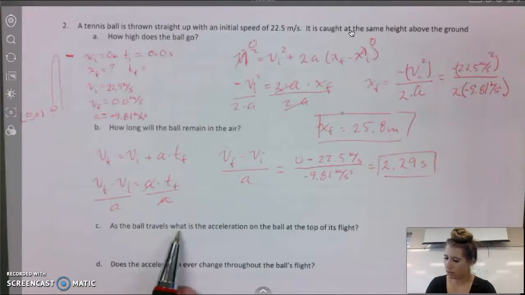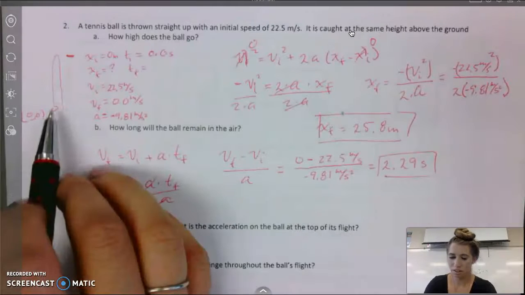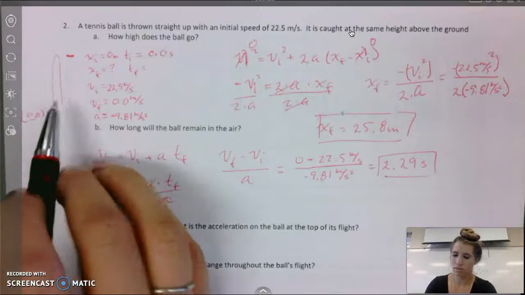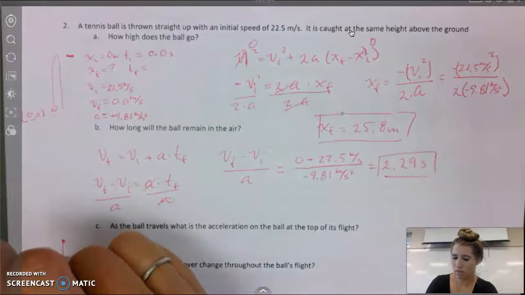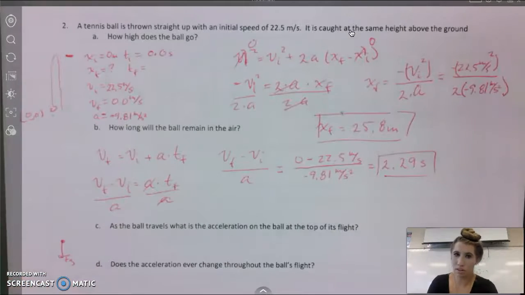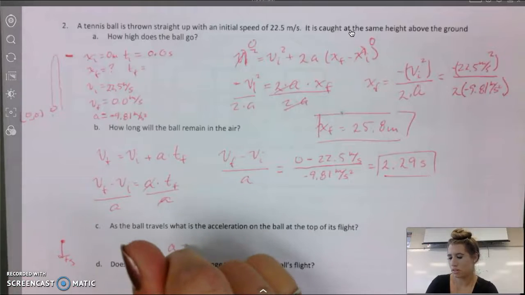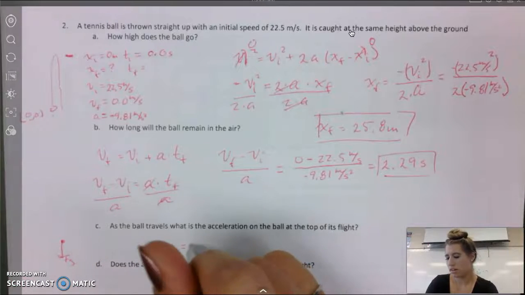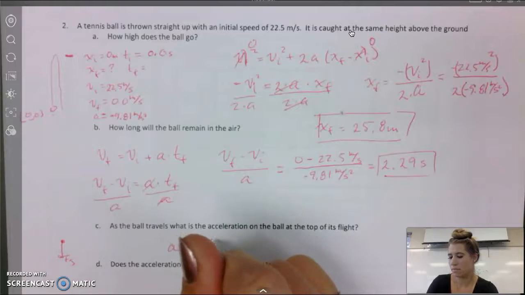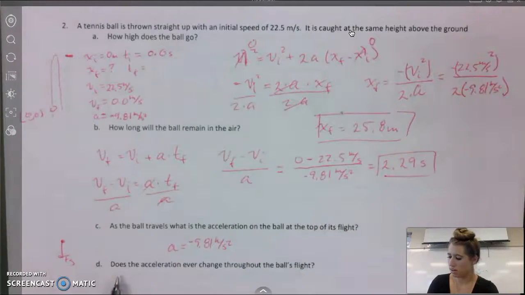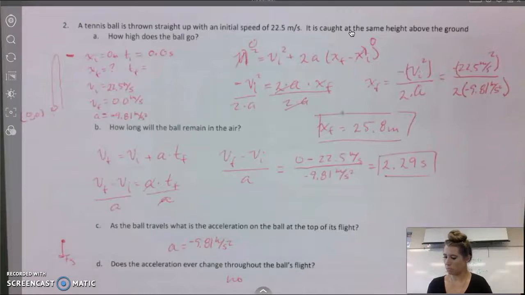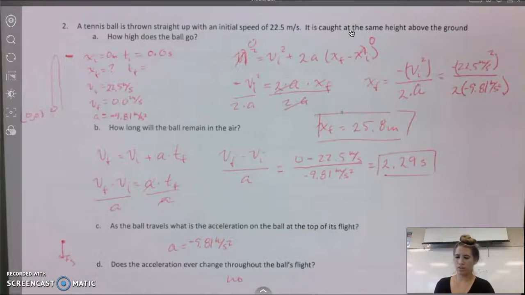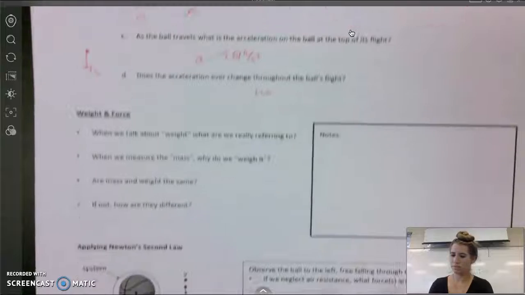As the ball travels, what is the acceleration on the ball at the top of its flight? The acceleration is the same throughout. As soon as this ball is released, there's only one force acting on it, and the only force is the force due to gravity, so its acceleration is due to gravity. So the acceleration throughout the whole arc is negative 9.81 meters per second squared. And then, does the acceleration ever change? We talked about that. No, it doesn't, because the force acting on it didn't change, and so the acceleration can't change.